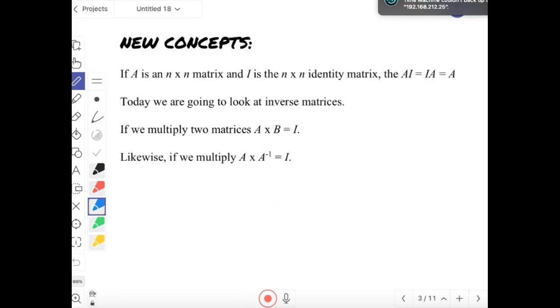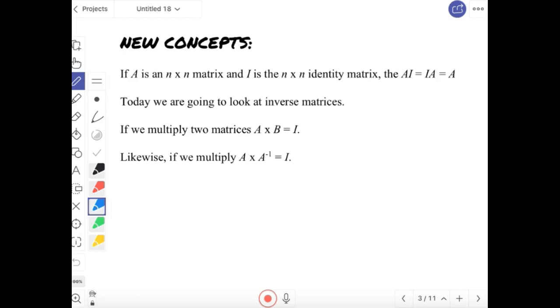So our first new concept, we're going to have quite a few of them today. The first one is dealing with inverses. Okay, so if A is a matrix that's just n by n, that means it's any square matrix. And I, remember I is the identity matrix, is the same size, then A times I is equal to A. We already know that. So today we're going to look at what an inverse matrix is. And that's when we multiply two matrices together and we end up getting the identity matrix.